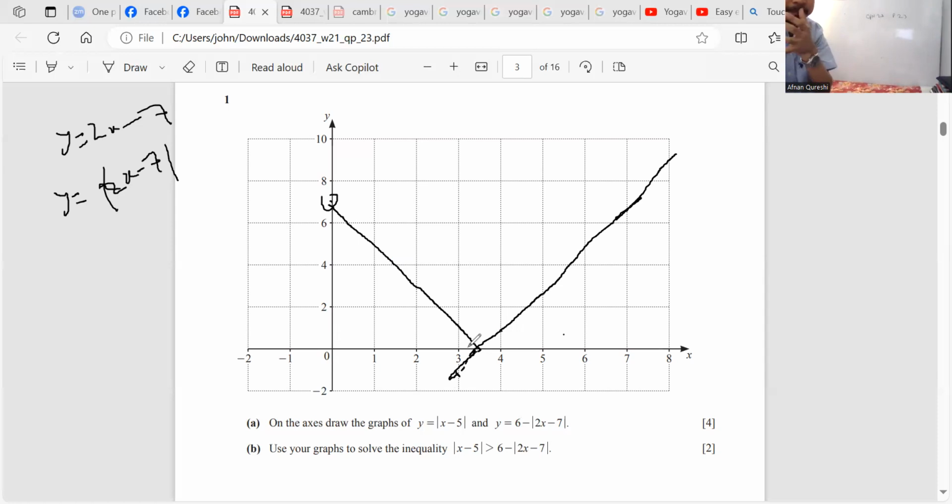When x equals 3, 6 minus 7 is minus 1, and its modulus is 1. So this is the graph of modulus 2x minus 7. Now when I do minus modulus 2x minus 7, this part is actually not there.